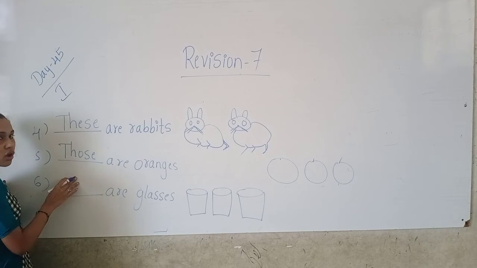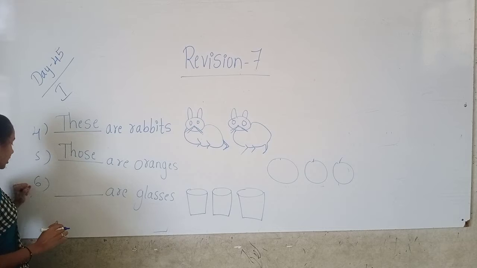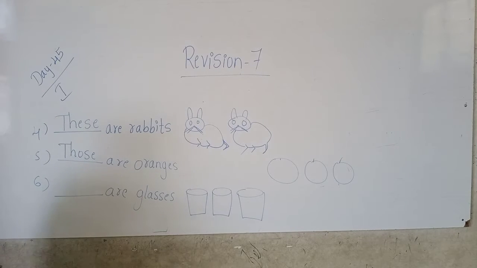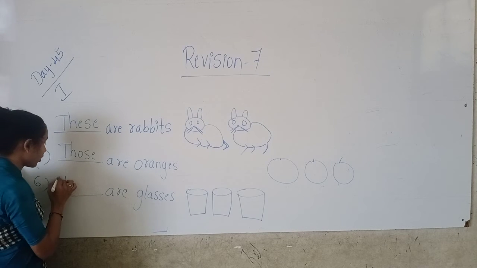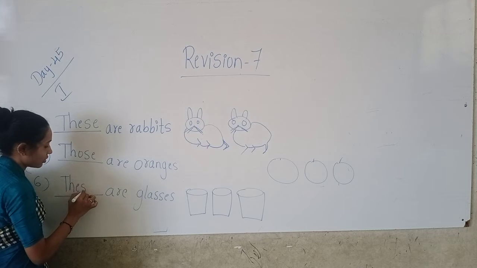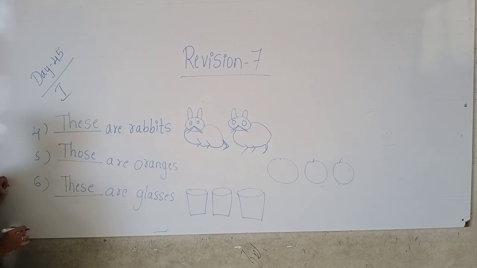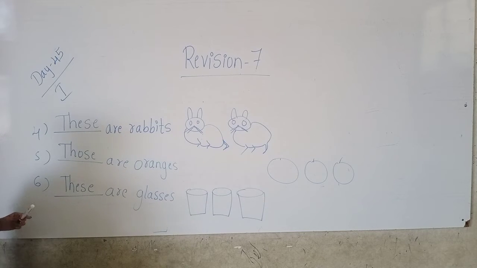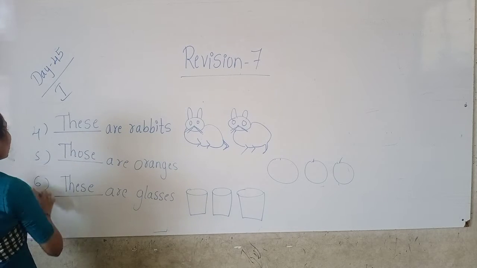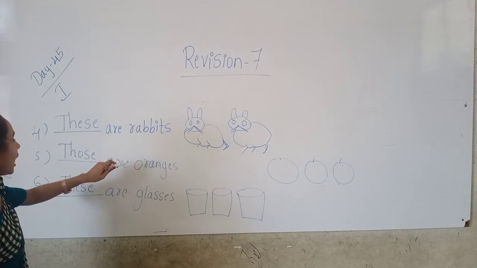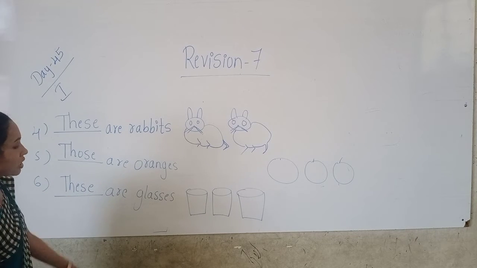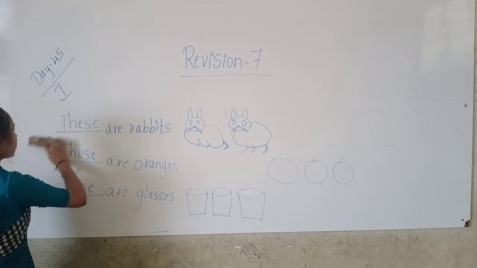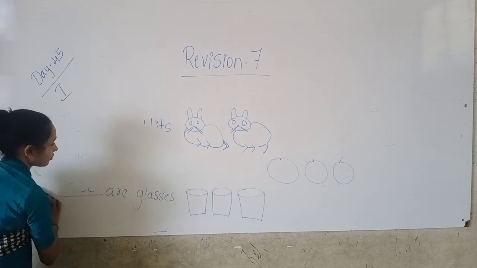Far. So what we should use here? Those are oranges. And sixth one. Dash are glasses. Glasses are near or far, children? Near. So what we should use? These are glasses. Okay, children, you should write these questions and answers in the ruled paper 2 times. These are rabbits. Those are oranges. These are glasses. Let us move to the seventh one.